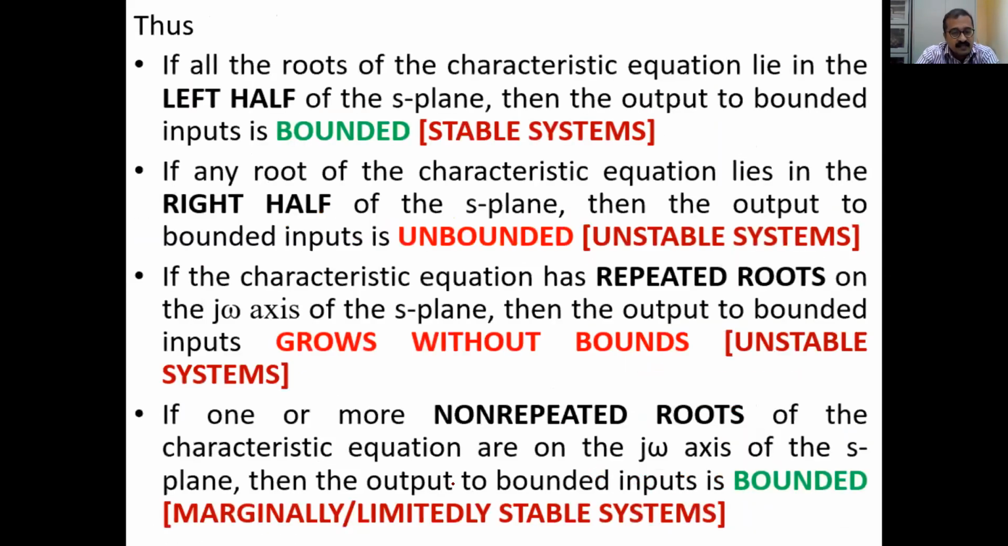So it means that the j omega axis in the s-plane is the stability limit or stability boundary. So long as the poles are in the left half, the system is stable. If the poles are in the right half, the system is unstable. If there are unrepeated roots on the imaginary axis, then the system is limitedly stable, or marginally stable, or neutrally stable. But if there are repeated roots on the imaginary axis, then the system will be unstable.